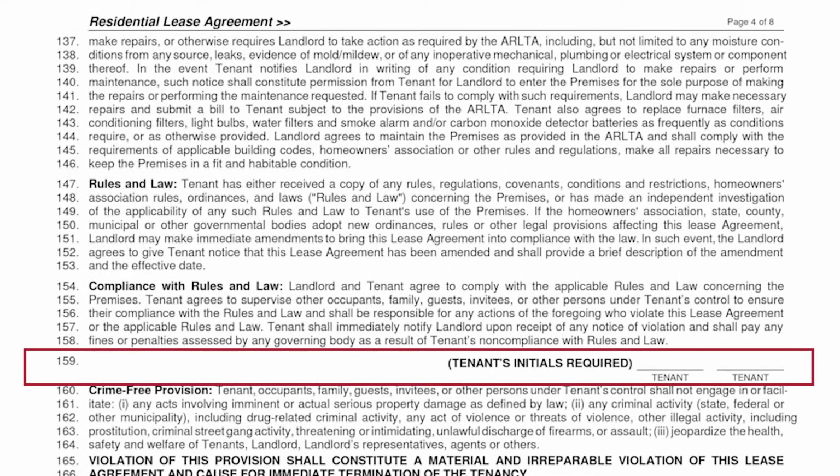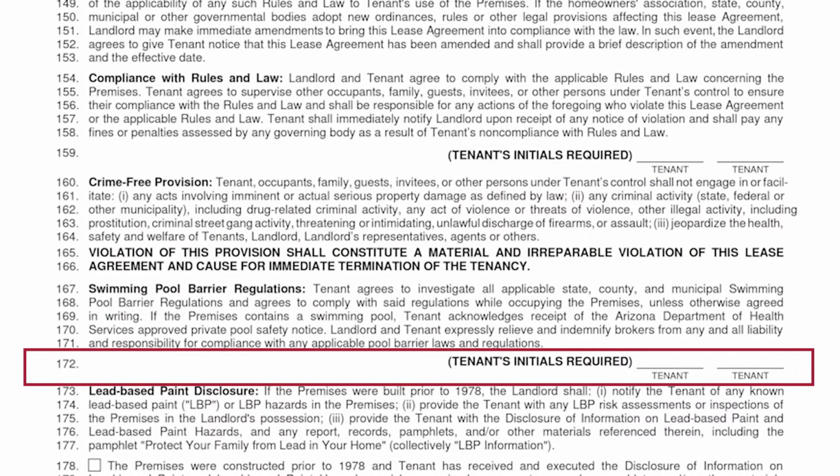On line 159, the tenant will initial acknowledging that they will comply with the rules of the law and that they agree to supervise any occupants. Line 172 is where the tenant will initial, acknowledging that the state of Arizona has pool barrier requirements. And if there's a pool on the property, their initials will also acknowledge that they have received the form titled Important Notice About Pool Safety.